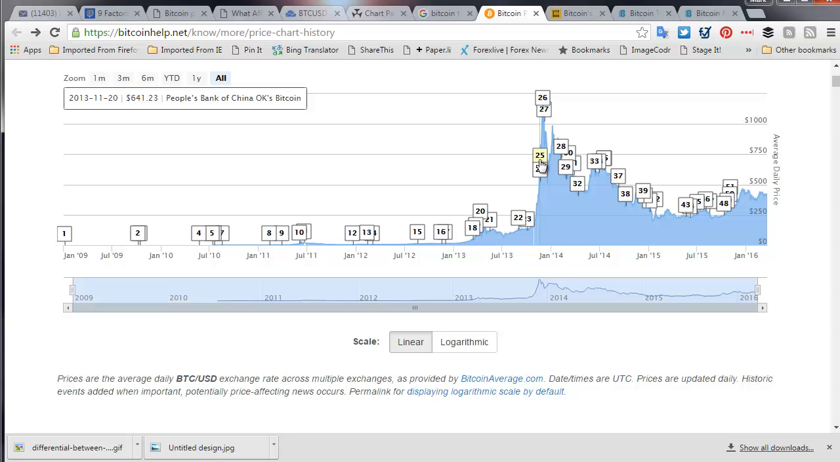The People's Bank of China okays Bitcoin. That's a very important decision, because China has capital controls, and for Chinese people to get access to Bitcoin means ultimately they can move their money out of China without capital controls. Number 26, we have the exchange rate peaks on Mt. Gox. Mt. Gox falls over, and we get this catastrophic fall. Around the same time the government bans financial institutions from using Bitcoin, so the price dropped dramatically.